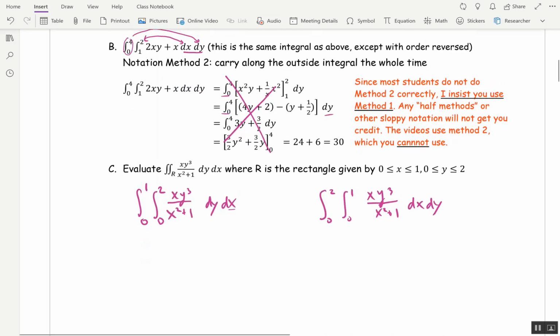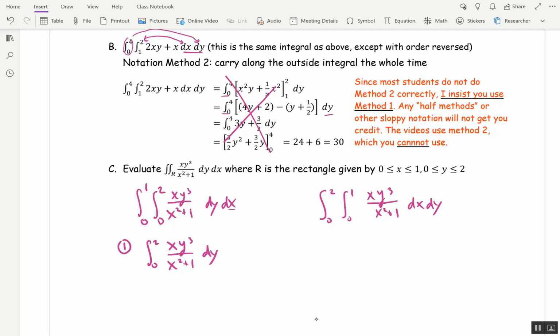So using the numbering system, number 1, we're going to pull out the inside integral, 0 to 2 xy cubed over x squared plus 1 dy. Now x is a constant, so we're just integrating y cubed, and all this other stuff just carries along.